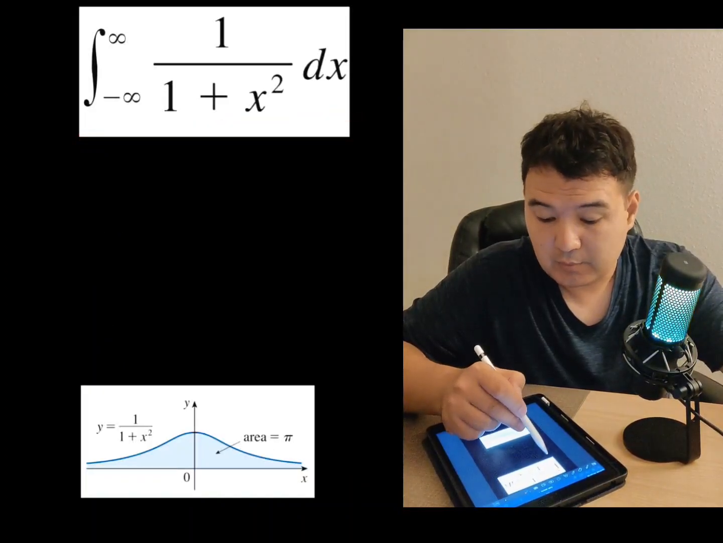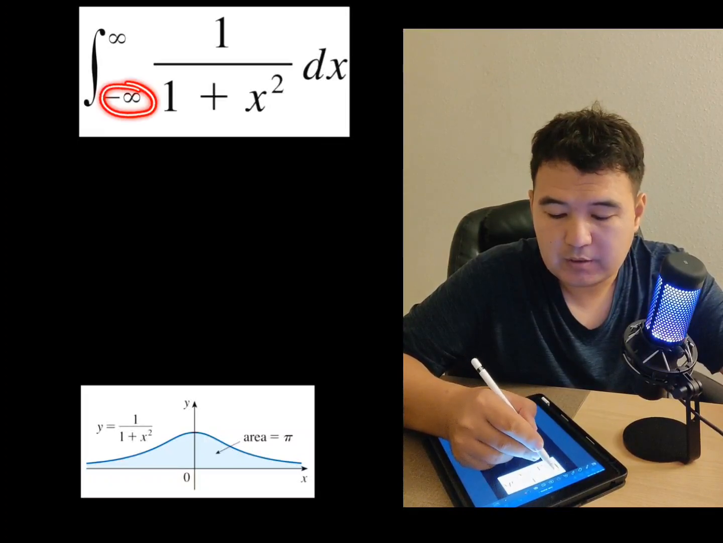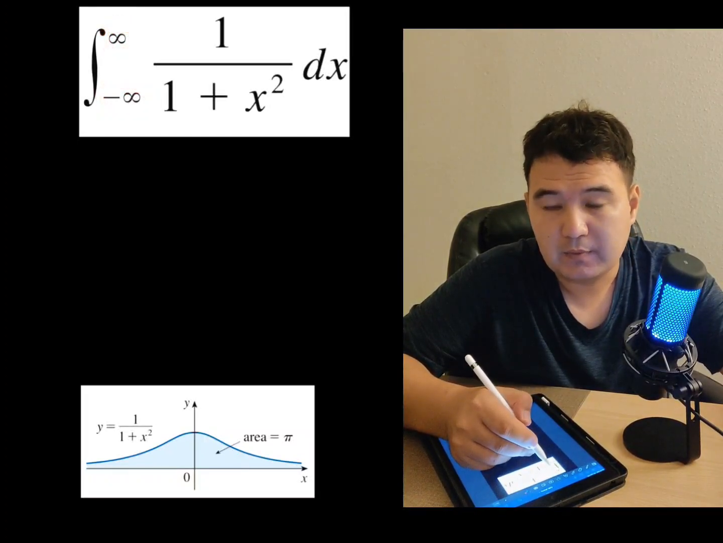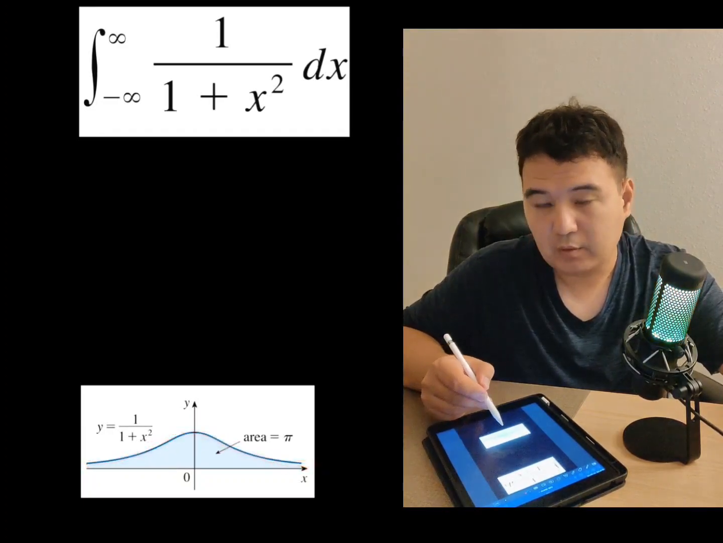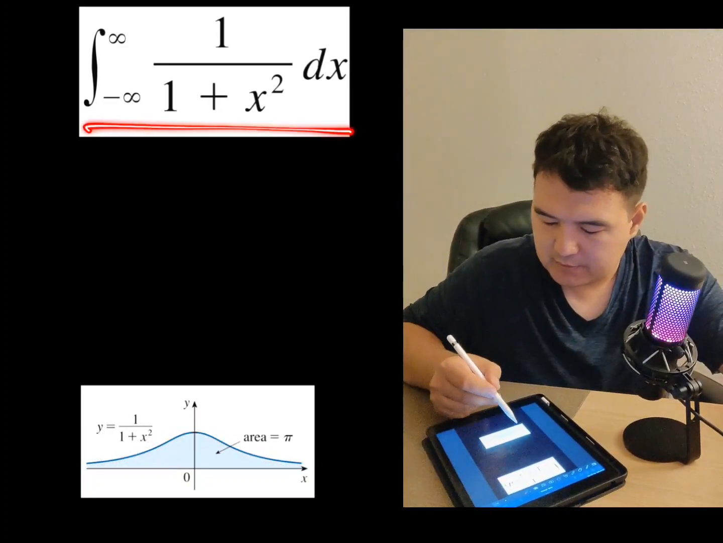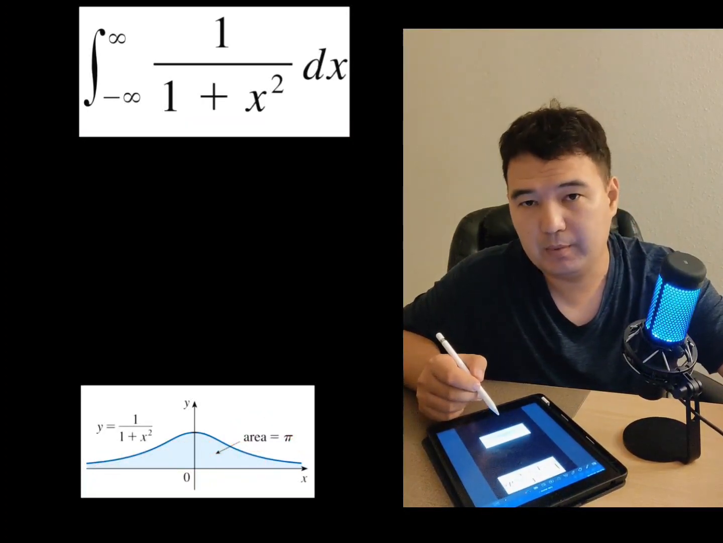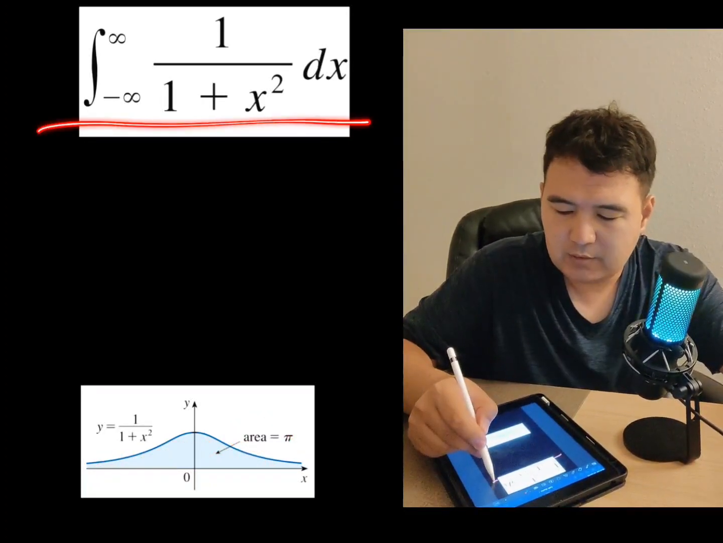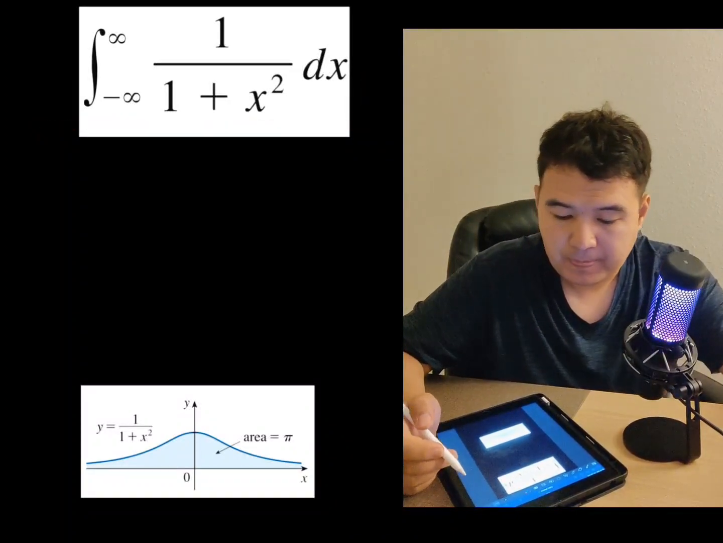Okay, here's another improper integral, 1 over 1 plus x squared. This time both boundaries of the integral are infinities. So here is the graph of the curve, and this integral represents the area under that curve. So we expect that area to be pi. If you solve this integral, the result is pi.